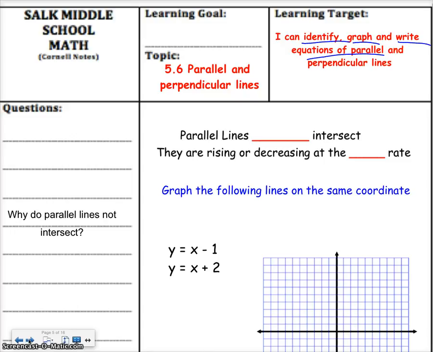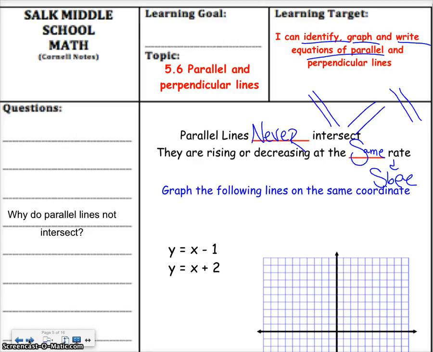What you need to identify is parallel lines will never intersect. Isn't that true? If I have two lines that are parallel, they are never going to change pace and intersect. Any set of parallel lines will never intersect. Which means if they're parallel, they are rising or decreasing at the same rate. You want to know what rate means? Slope. That means they have the same slope.